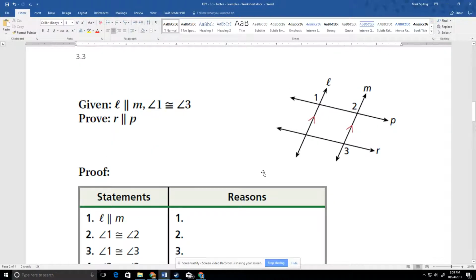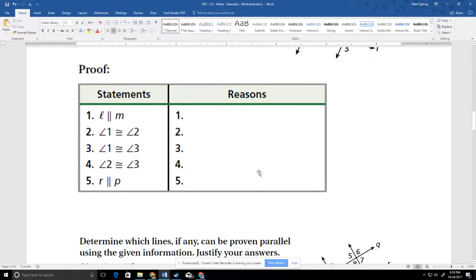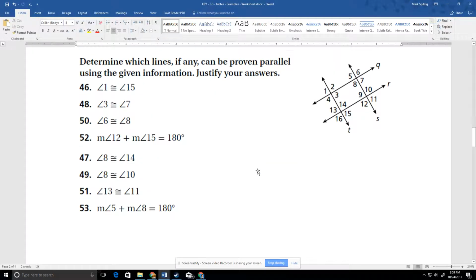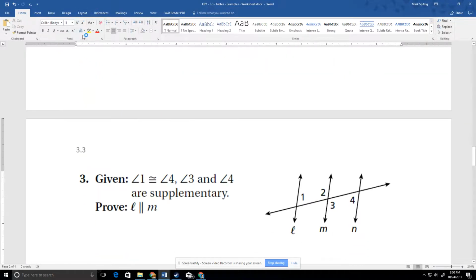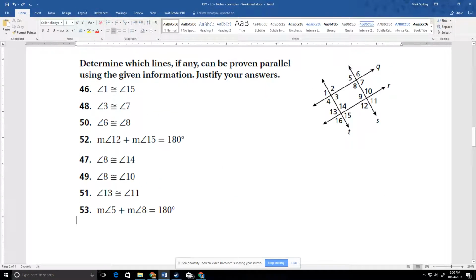All right, so here we go on the key for 3.3. I think this was an example that we did, so we'll start right here, and we'll go through these relatively quickly because I think we did some of these. But basically, 1 and 15. So we're ignoring all this. 1 and 15 prove Q and R are parallel. Q is parallel to R, and the reason is because 1 and 15 are alternate exterior angles. If alternate exterior angles are congruent, that's going to prove, then the lines are parallel.